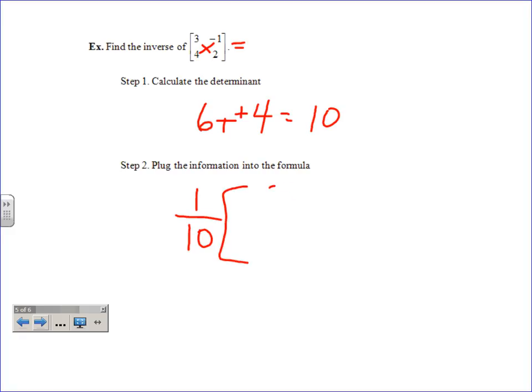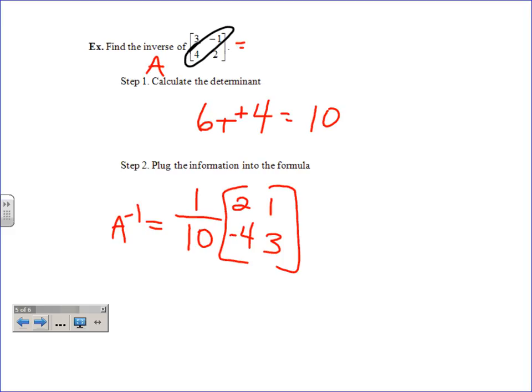Now what we have to do is basically take that positive diagonal, which is the 3 and the 2, and switch their places. So 2 goes here, 3 goes there. And then what we need to do is take the negative diagonal, which are those, and change their signs. So this right here is a positive 1, and this is a negative 4. Now, technically, if this is matrix A up here, this would be A to the negative 1. Technically, those are inverses. Okay? I am not going to make you multiply that 1/10 in.